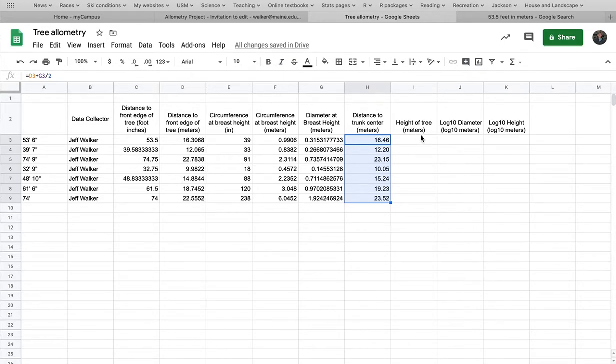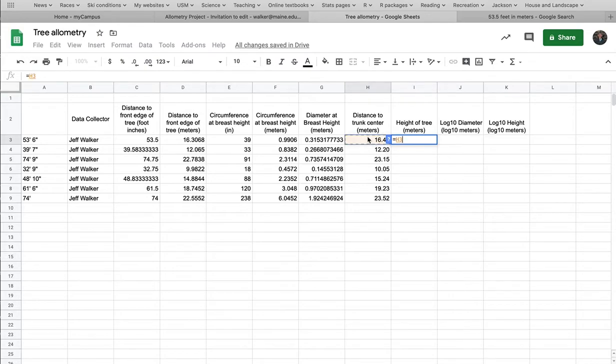So what is our height of tree? Well, our height of tree is this number here, but this is really the distance, depending on exactly how you measured it. It's the height at your eyes, okay? So we need a measure of the height of your eyes. We need to add a measure of height of eyes to this. And we don't actually have a column here. That's not so good. So let's just do it this way.